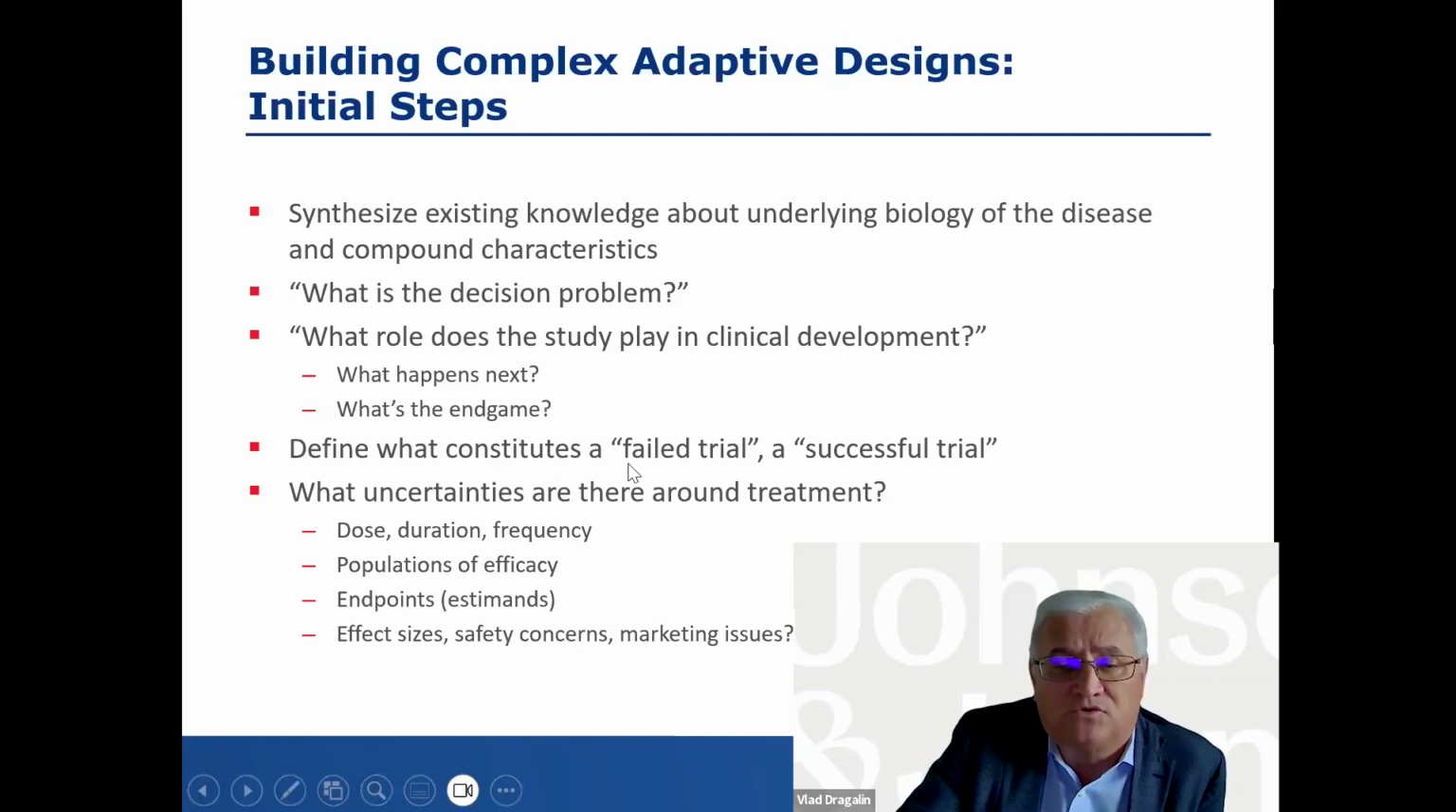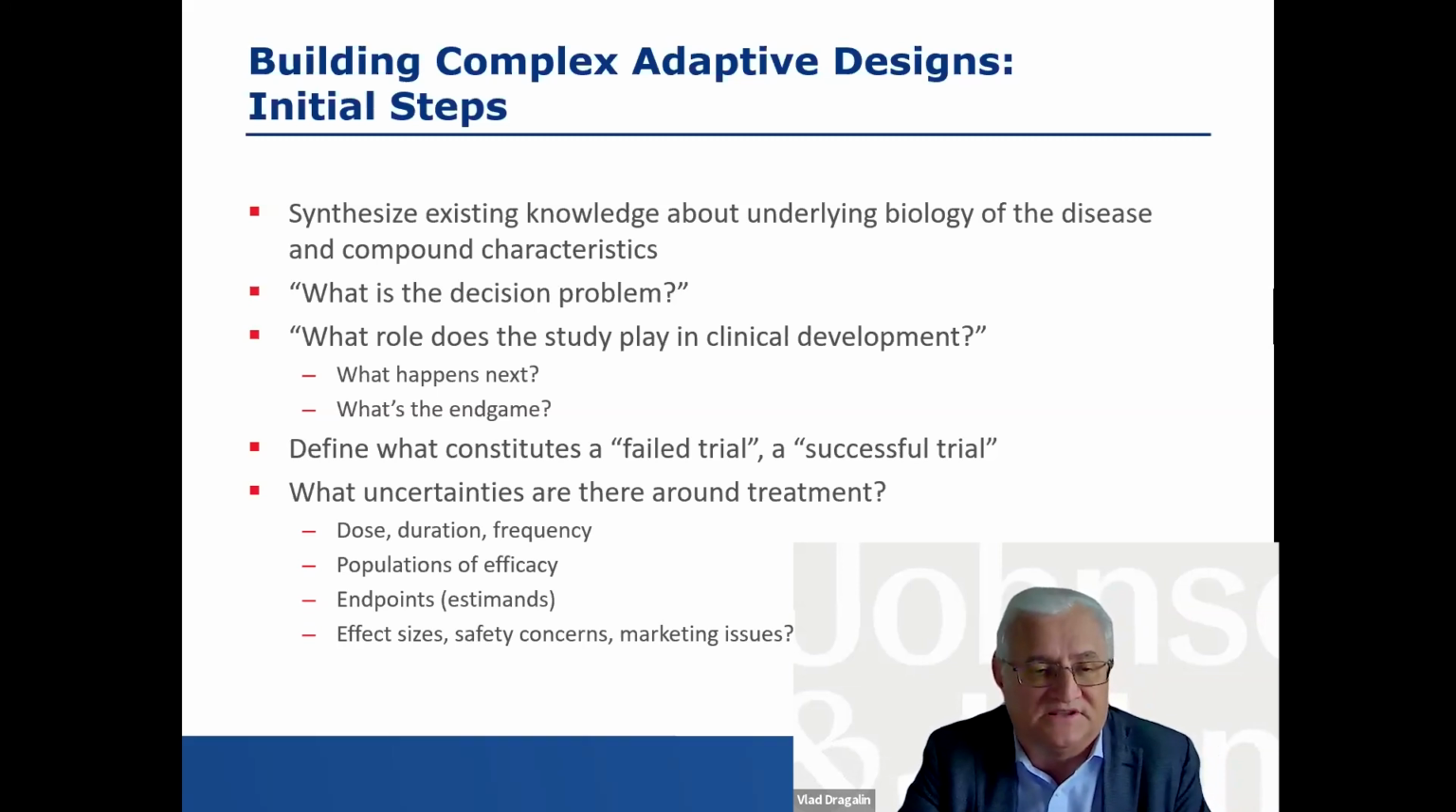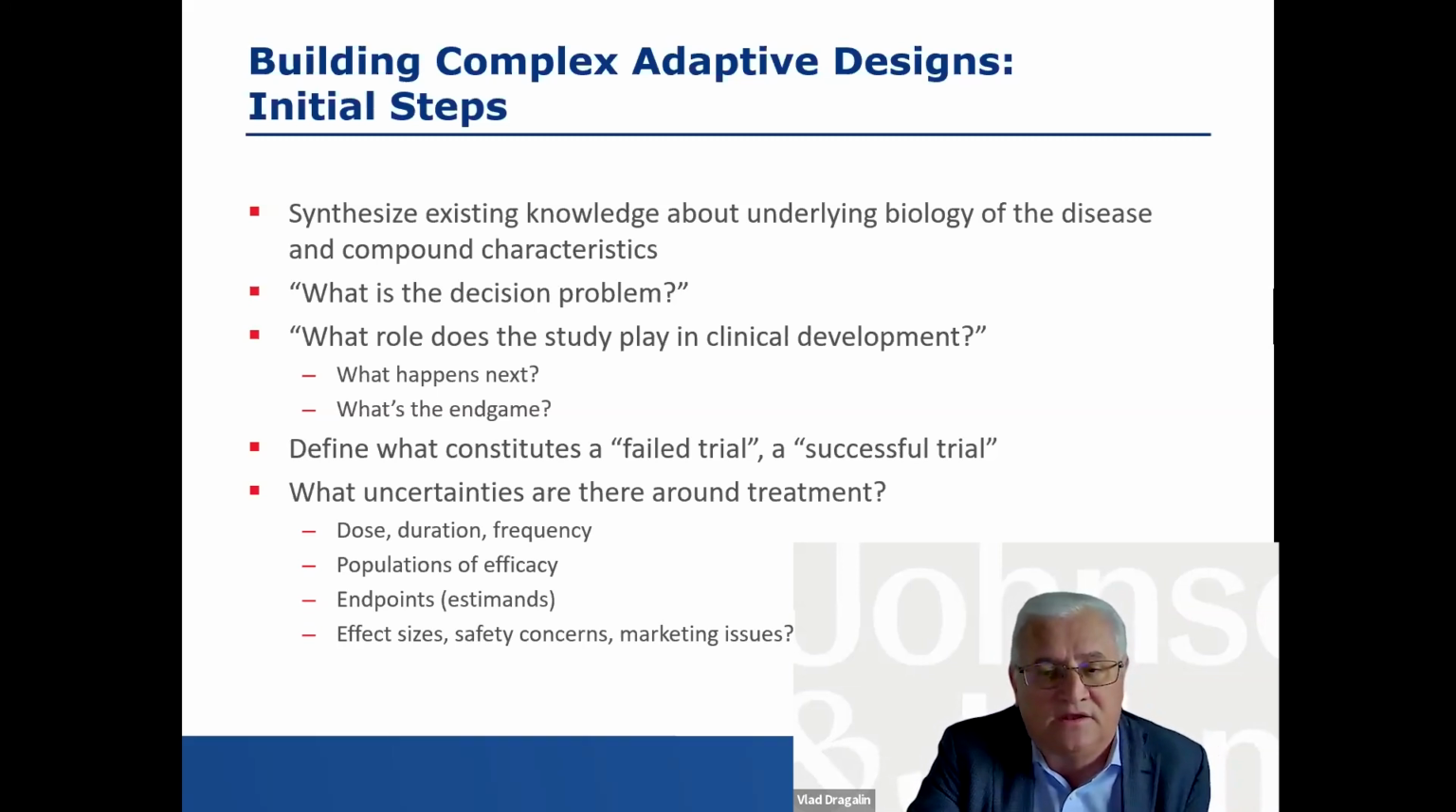You have to define what constitutes a failed trial and what constitutes a successful trial, because that will help us to look at the so-called operating characteristics. How many times did the design say that the trial is successful when we simulated data from a non-efficacious drug? That will be type 1 error control if you want to use the hypothesis testing framework. And also, how many times, if the drug has potential, do you claim the trial failed? That would be type 2 errors.